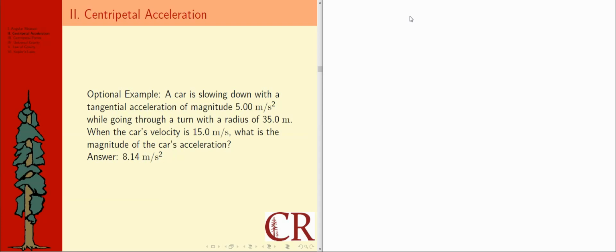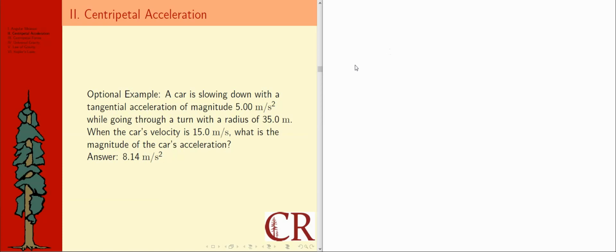All right, I've called it an optional example because I think this example maybe falls a little bit outside of the bounds of what I usually put on homework questions corresponding to this chapter, but nevertheless, it might be worth considering. So we're looking at a car that is slowing down while it's moving in a circle.